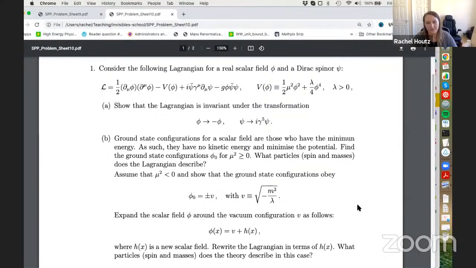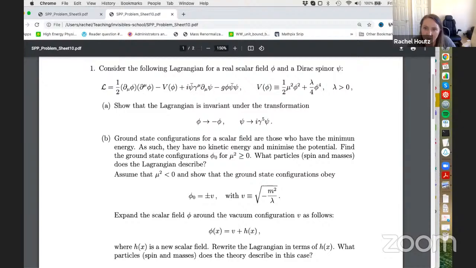And then once we have that new minimum, the question asks that you expand the scalar field around the minimum in terms of this new scalar field h. So phi is the minimum, the vacuum expectation value, plus h. And then it wants you to rewrite the Lagrangian in terms of h, and then find the particles that the theory describes in this case. All right, so let's do that.